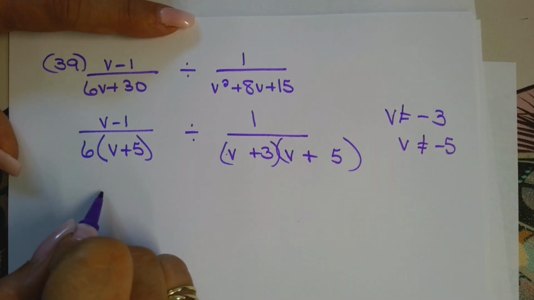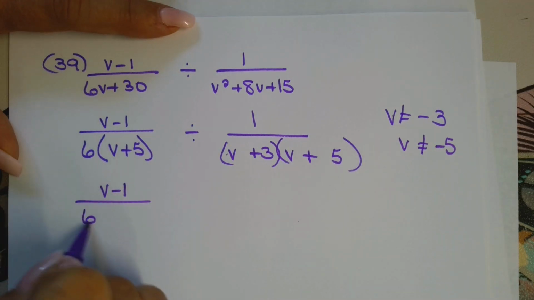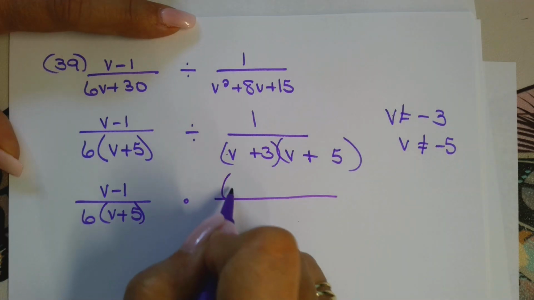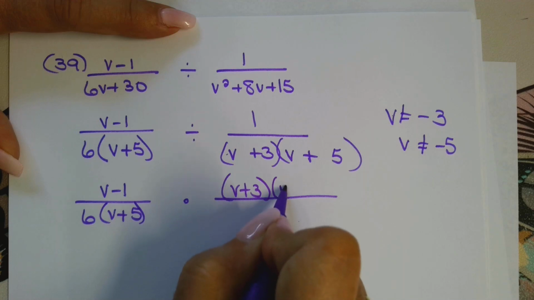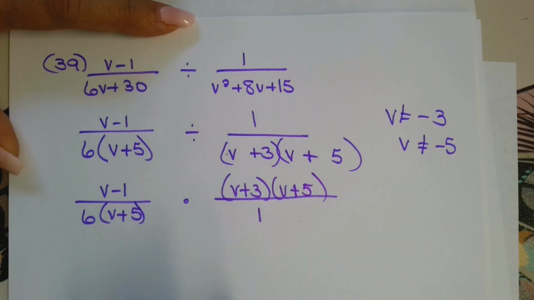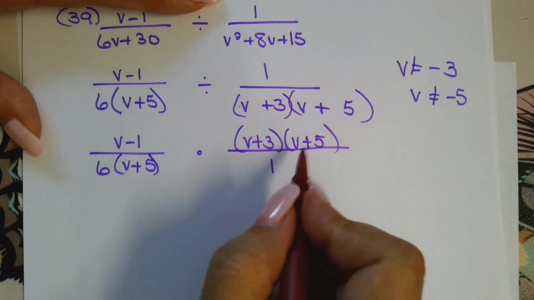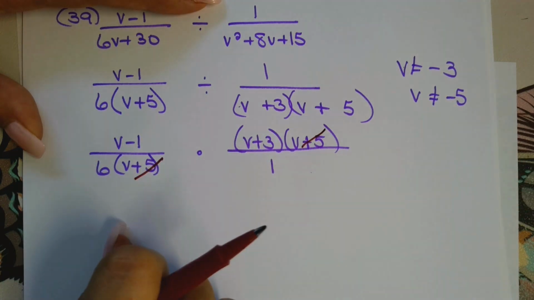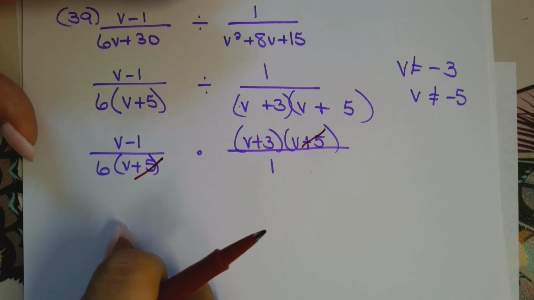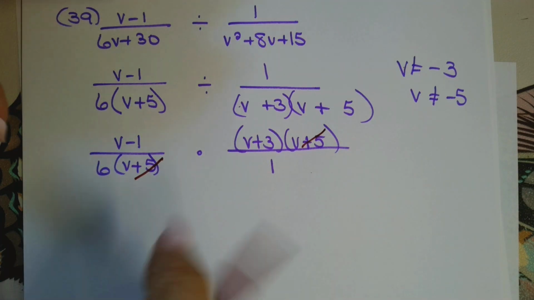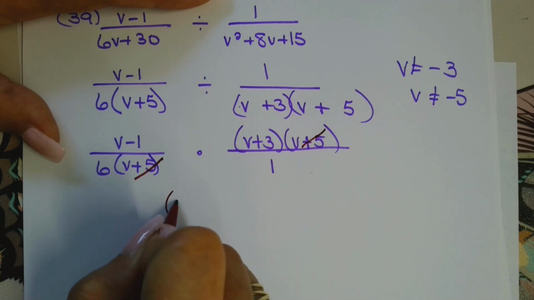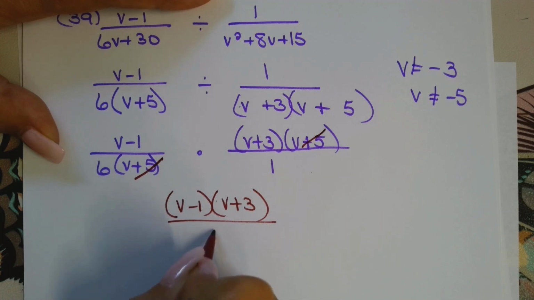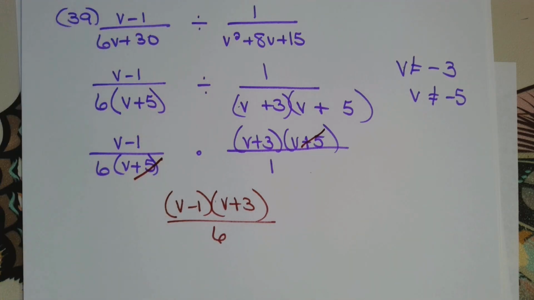All right, now we're ready to change it to multiplication. And do our canceling. So this goes away, that goes away, which implies v cannot be -5. And lo and behold, it looks like that's it. So we are left with v minus 1 times v plus 3 over 6 times 1, which is just 6.